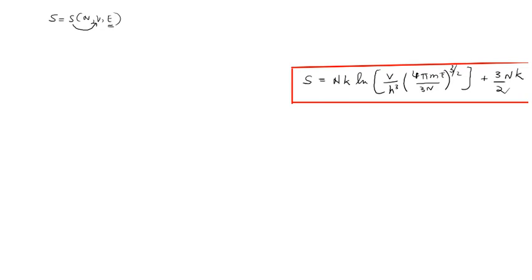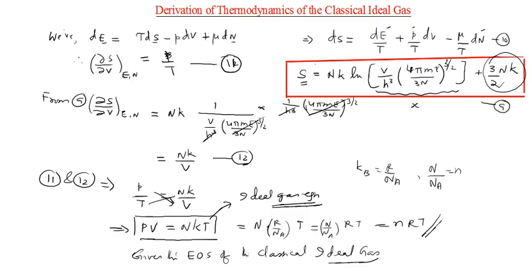Also, to begin, dou S by dou E, keeping what and what? N and V as constant. So from this equation, dou S by dou E, keeping N and V constant, means this term and this term will be vanishing. So it will be equal to 1 by T.